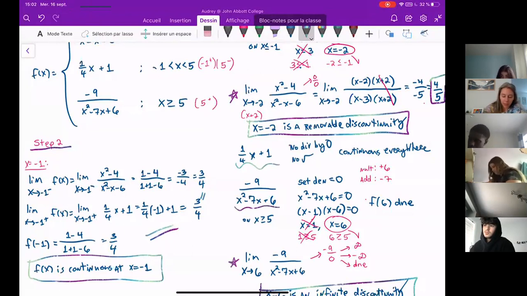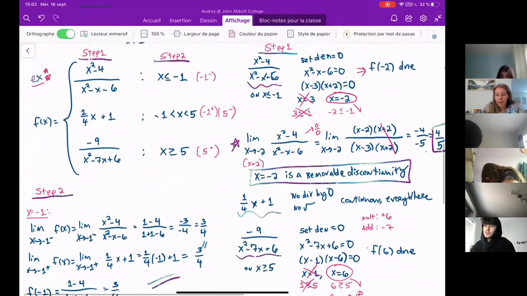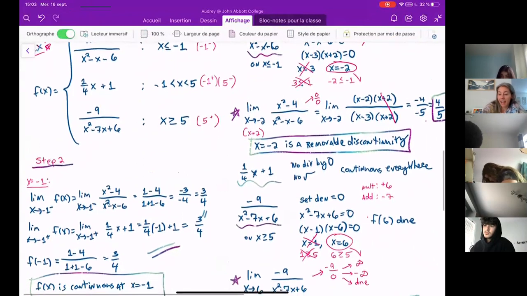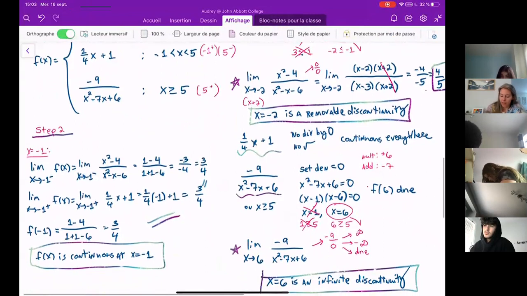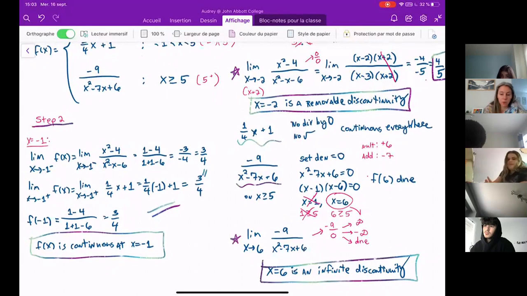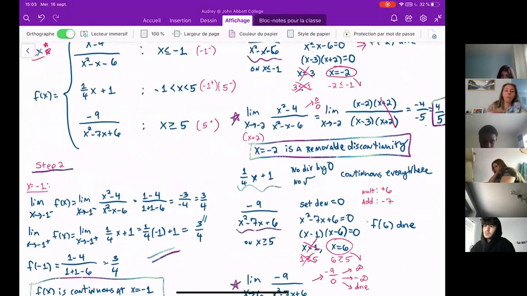But if I were to ask you, is this continuous at like 7? The answer is yes, because 7 is not a breakpoint and 7 didn't cause division by 0. So this is really continuous everywhere, except right now at -2 and 6. We said maybe it's also not continuous at -1, but then we found out it was. Now we have to check what's going on at 5 because that's another place where we have a possible discontinuity. Does that make sense?